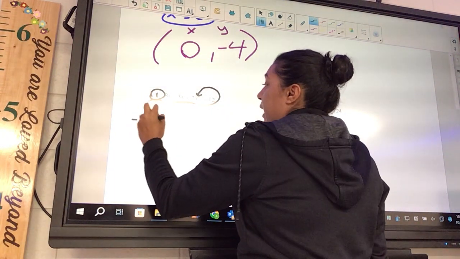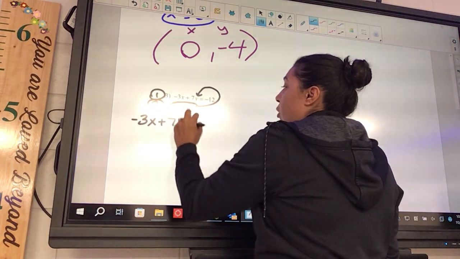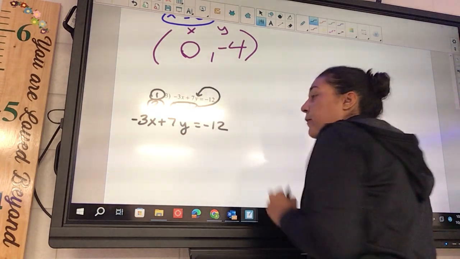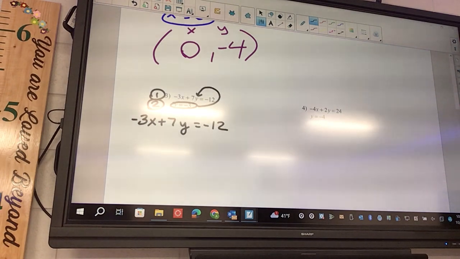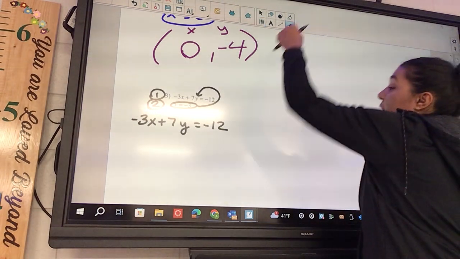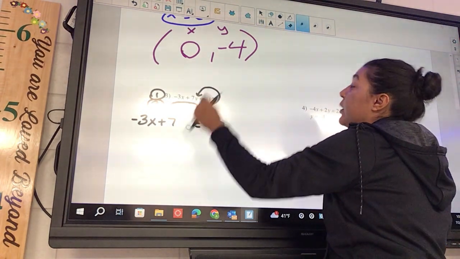So equation 1, we're going to write down all the way: -3x plus 7y equals -12. Okay, so I just copied down that equation. Now we know who likes to be called what? Y likes to be called -3. So wherever the y is at, I'm going to erase it and put a -3.